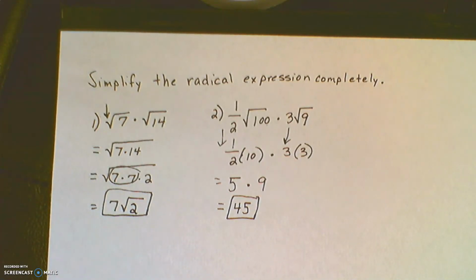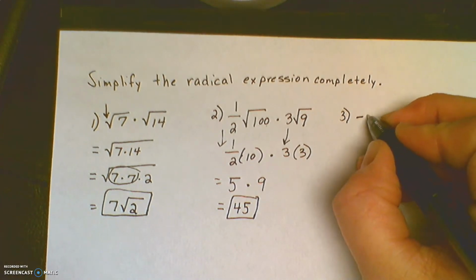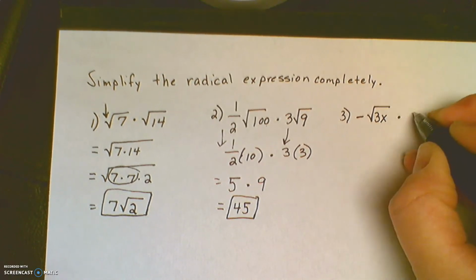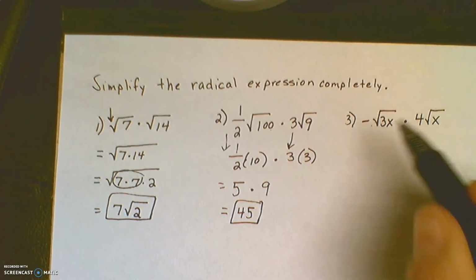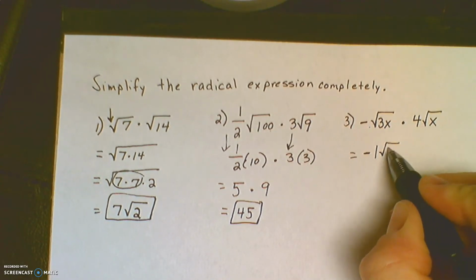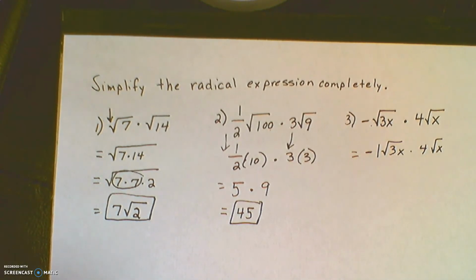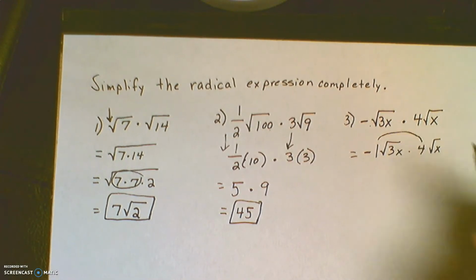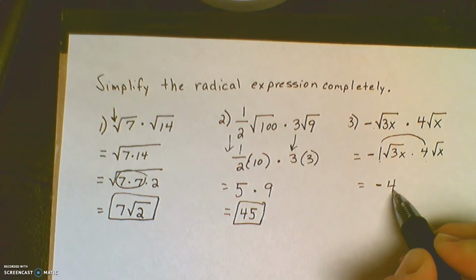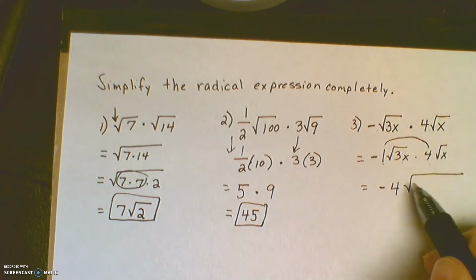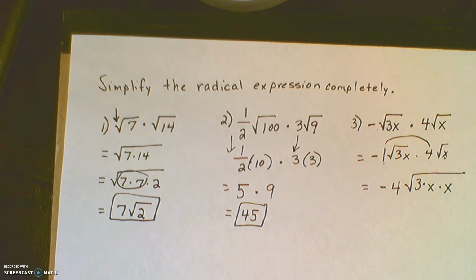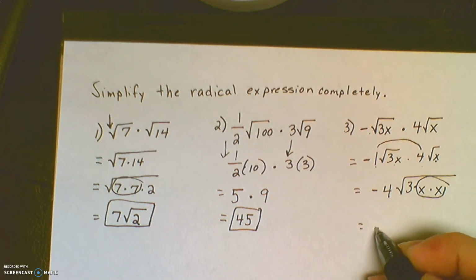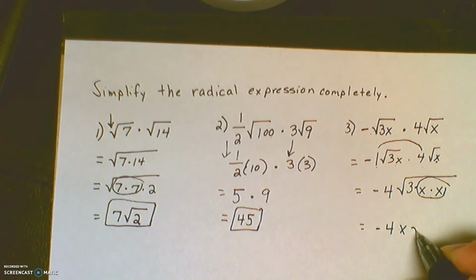Let's begin to look at some problems with variables now. Number 3. Negative square roots of 3x times 4 square roots of x. If you have a negative with no number, remember that's negative 1. I'll just rewrite the rest of this. I'm going to bring the coefficients together by multiplying. Negative 1 times 4 is negative 4. I'm going to bring the two radicands together. 3 times x times x. Your index is 2, so we have a pair of x's that can come out. So negative 4, bring out the x, and you're left with square roots of 3.